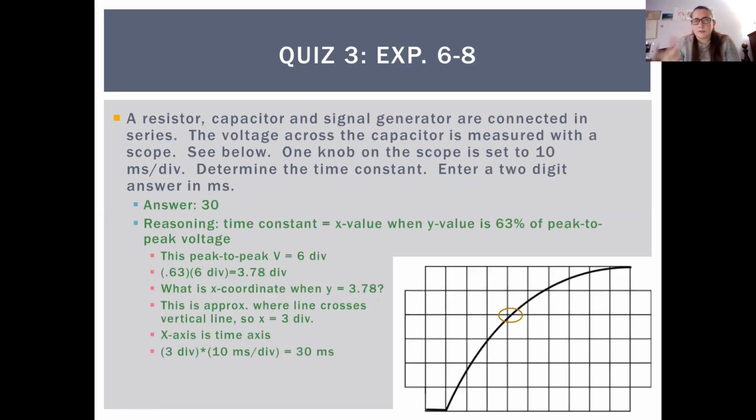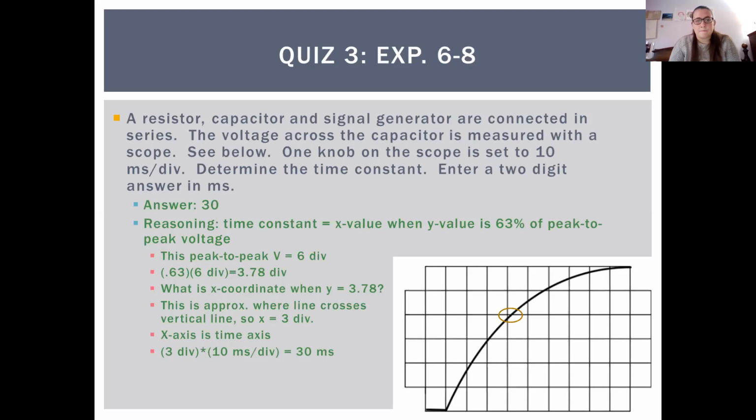Okay, another reading an oscilloscope question. I will say that he does like to do questions where you look at a picture and take measurements off of that picture. So the last example and this one are good ones to make sure you understand. Anyway, a resistor, capacitor, and signal generator are connected in series, and we want to know what the time constant is for this display. That would deal with experiment 7, the RC circuit.